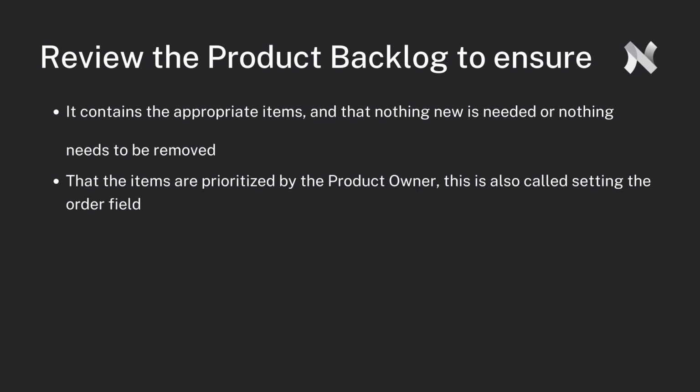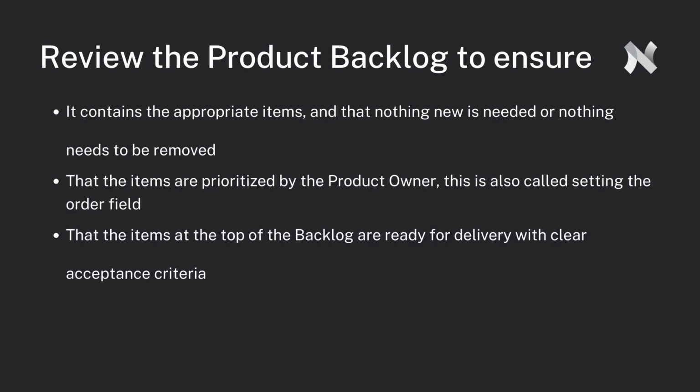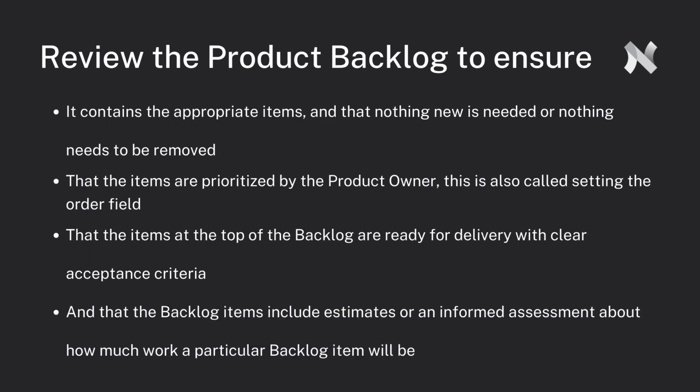This is also called setting the order field, that the items at the top of the backlog are ready for delivery with clear acceptance criteria. And the backlog items include estimates, or an informed assessment about how much work a particular backlog item will be. Let's discuss estimates since they are crucial in backlog refinement.